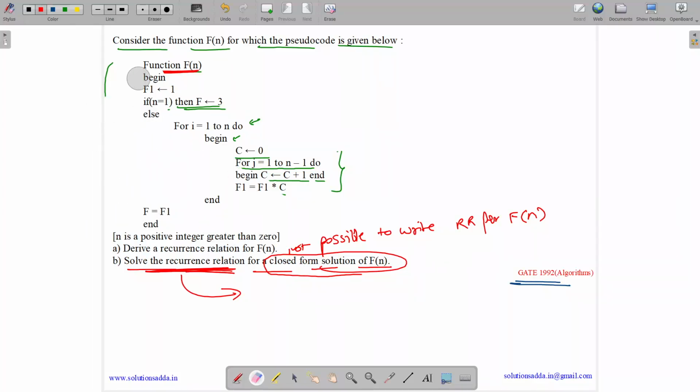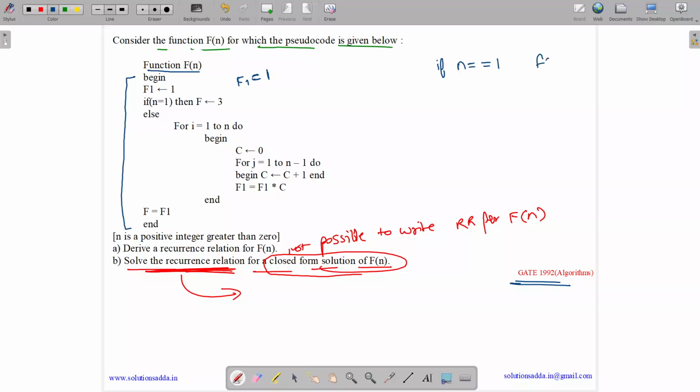So let us see what this is computing by analyzing it. Okay, so see what it is doing. Initially we have this body, begin followed by an end. So we will create a variable f1 and assign a value 1 to it. So if n equals 1, then f will have a value 3, which means if n equals 1, then fn equals 3. Else, when n is not 1, we will take a loop from 1 to n, and inside the loop we are creating a variable c with 0, and for j equals 1 to n minus 1 we are incrementing c.